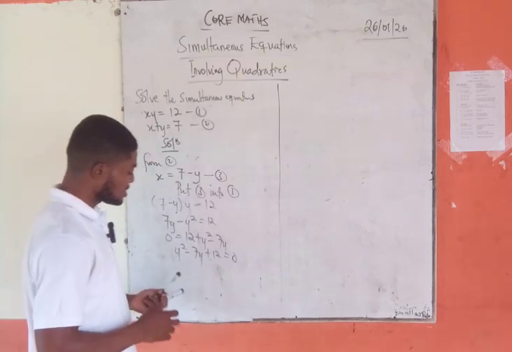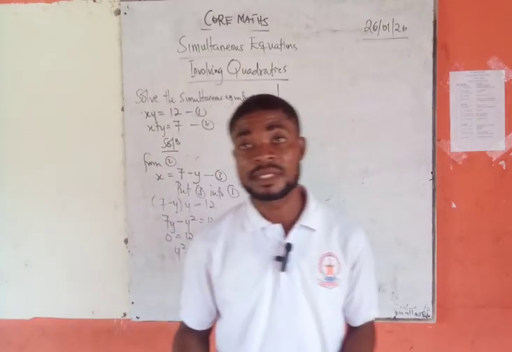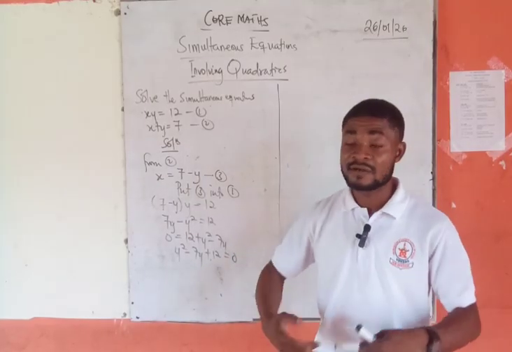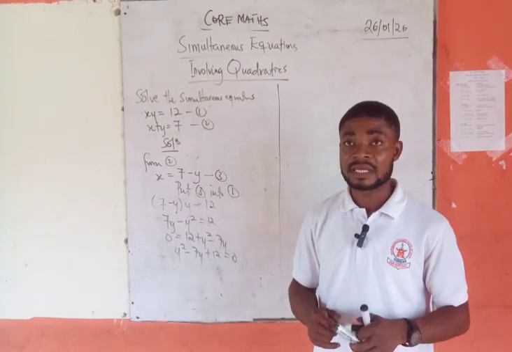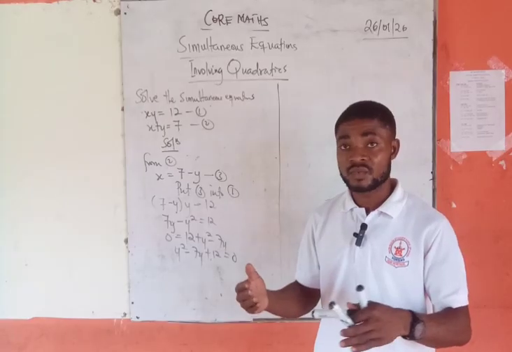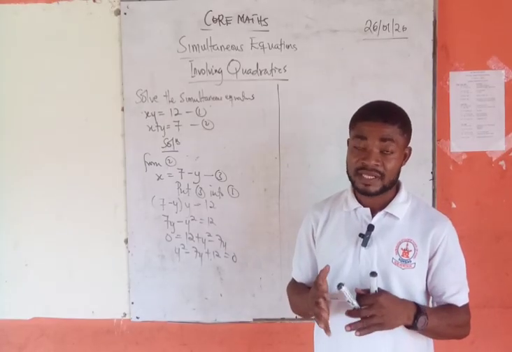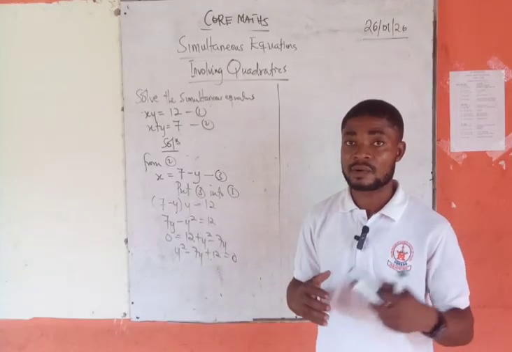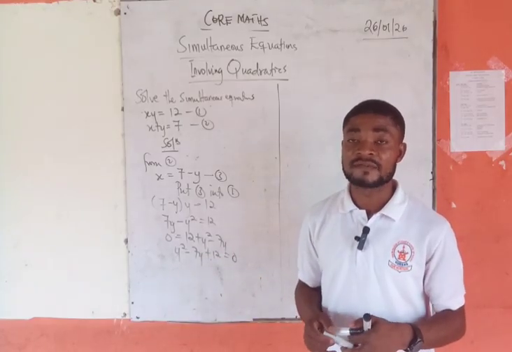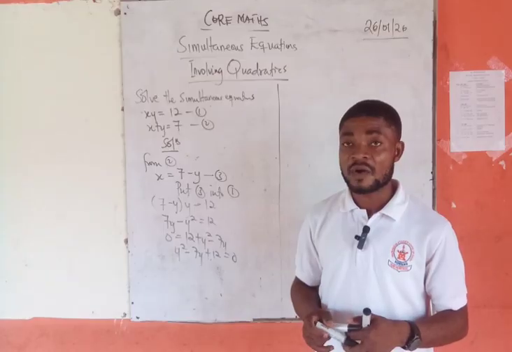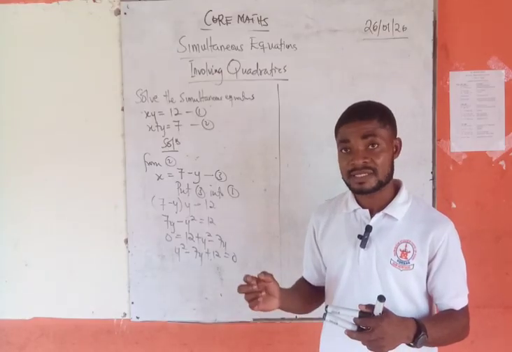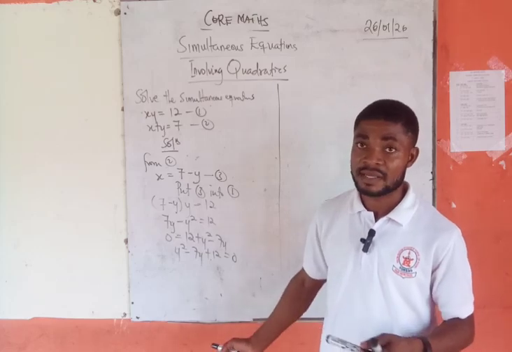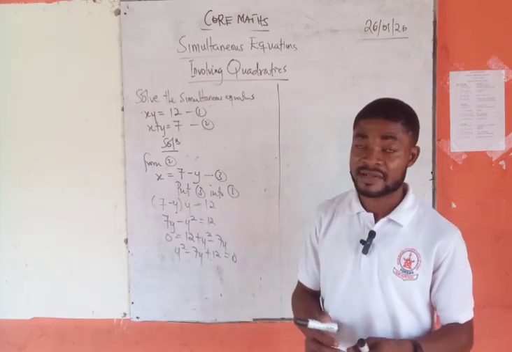Now this we can use our completing of squares. We can use the factorization to solve for the value of y. But for the time being, I would like us to work with the factorization so that when we get to the quadratic equations itself, I will take you through the completing of the squares method as well. Or better, you can use your almighty formula, which is the quadratic formula, to get the value of y. But for now, let's look at the factorization.